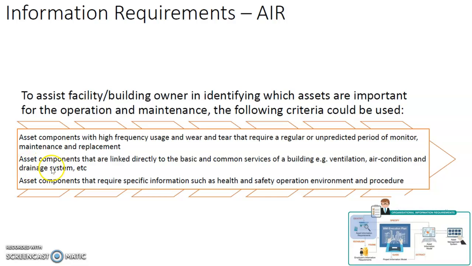You can look at the asset components that are linked directly to basic and common services of the building, for example ventilation, aircon and drainage systems. Or you can look into asset components that require specific information such as health or safety, operation, environment and procedure.